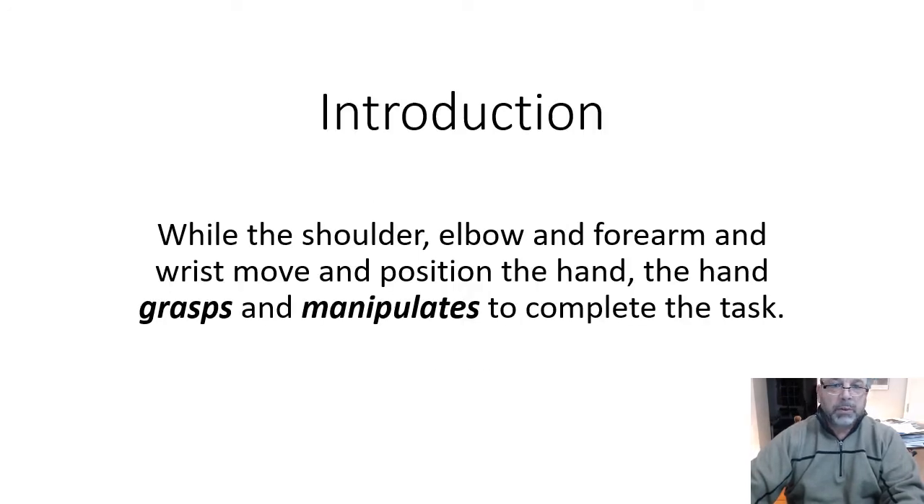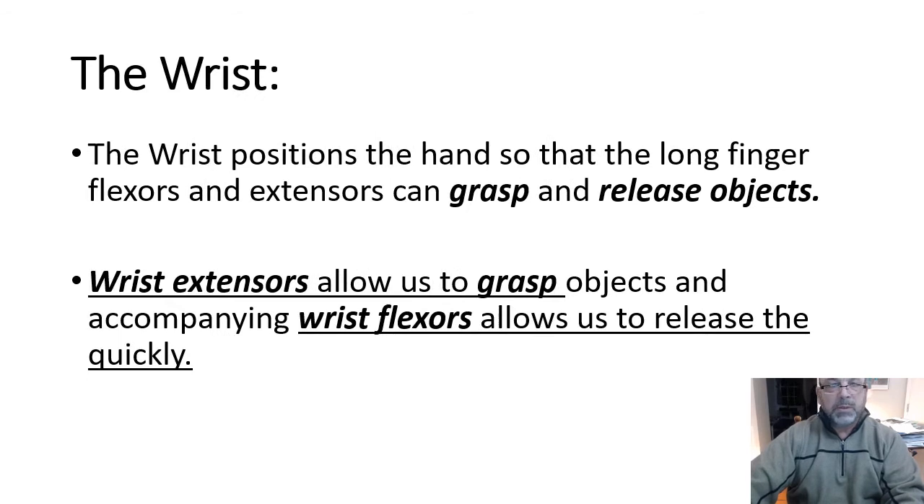And so the shoulder, elbow, forearm and wrist move and position the hand. When we start talking about the hand, we'll talk about grasp and manipulations of the hand to complete the task. So the wrist is part of this system to help position your hand. The wrist positions the hand so that the long finger flexors and extensors can grasp and release objects. The wrist extensors allow us to grasp objects, so when we're in wrist extension we get a better grasp, and the wrist flexors allow us to release objects better and quicker.